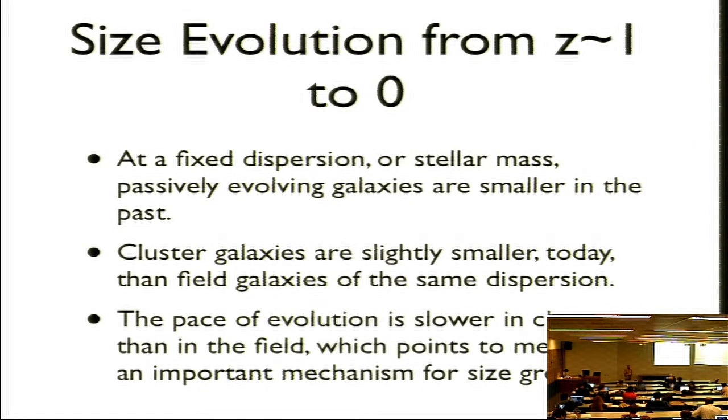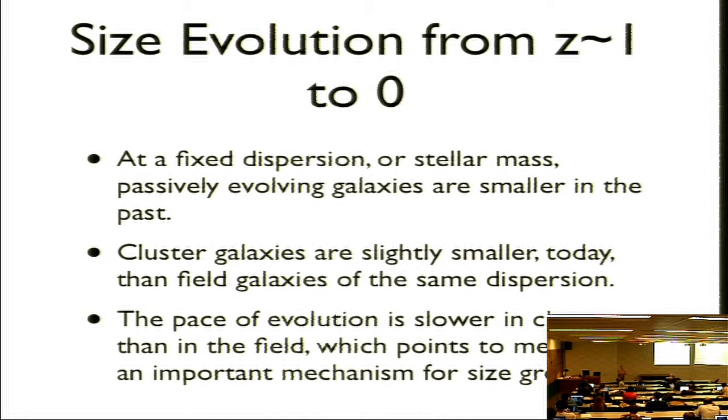In summary, at a fixed dispersion or stellar mass, passively evolving galaxies in the past are smaller. I think I've said that about 10 times today, so I don't need to say that anymore. And there does seem to be a difference between the size distribution of cluster galaxies versus field galaxies. I don't know why. I don't know if that's truly a physical effect. Gets back to Charlie's question. Is this truly a physical effect, or is this some sort of difference in the selection?